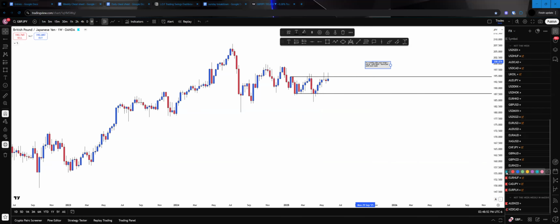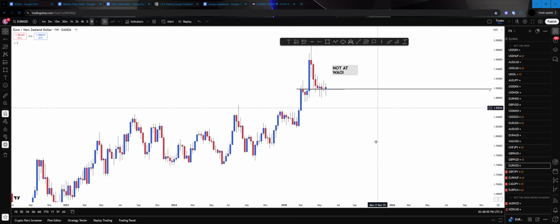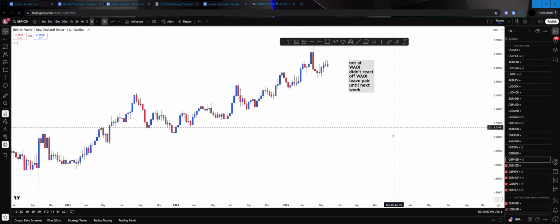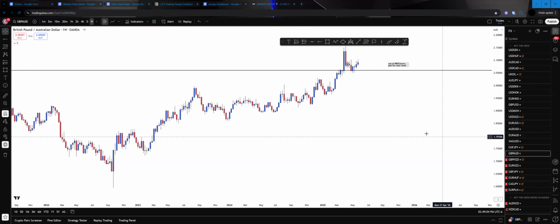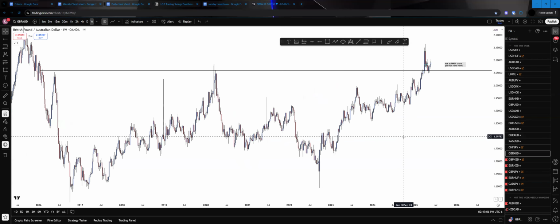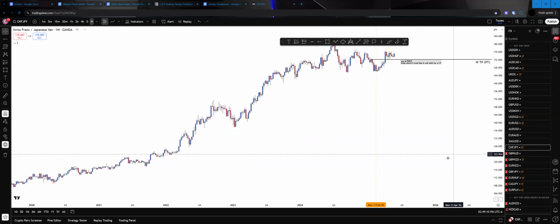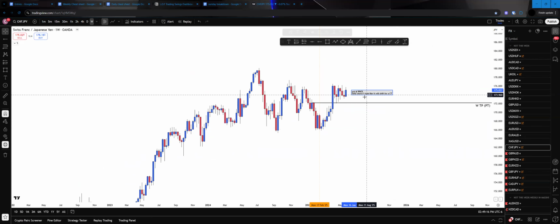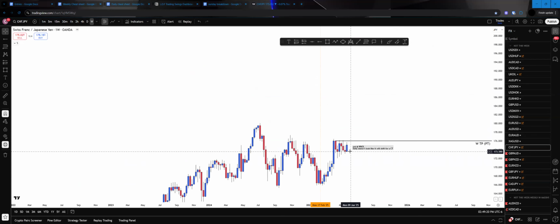All right, that's done. Your NZD is still not at a valid area. Yeah, still not at a valid. G, yep, still not at a valid. GA, yeah, still not at a valid area of interest. CHFJPY, it's bullish. Yeah, still not at a valid area of interest.